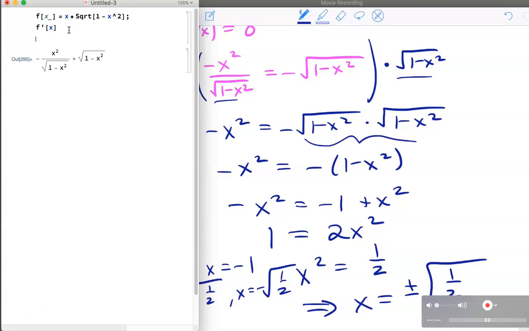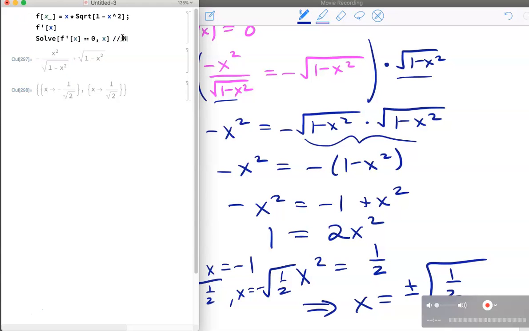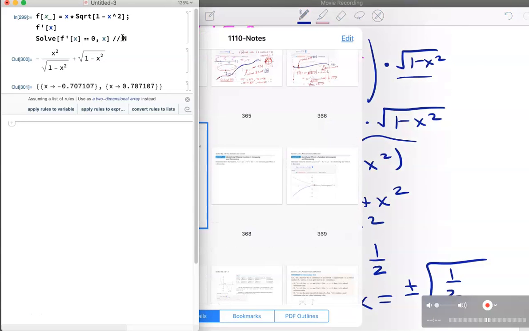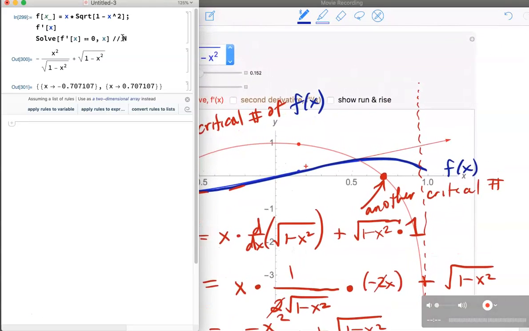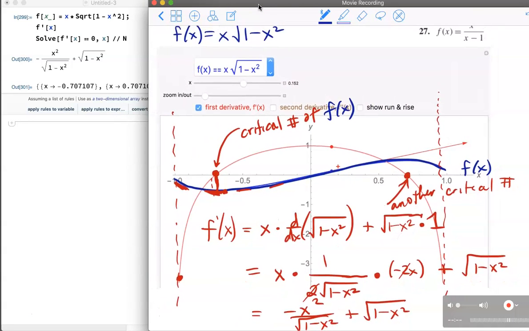And we can double check this on the computer. I could say solve f prime of x is equal to 0 for x. And there are the answers that we expected. I could turn those to decimals. And if we go back to the graph that we were seeing earlier, can we see that things are making a little bit of sense? We did actually have vertical asymptotes in the derivative at 1 and negative 1. And that's why we have critical numbers at 1 and negative 1, because the graph of the derivative has a vertical asymptote.